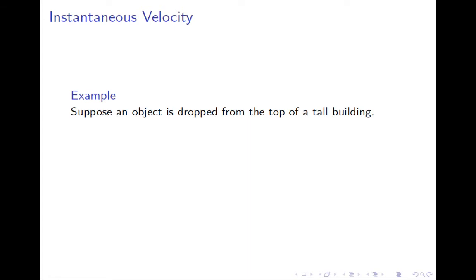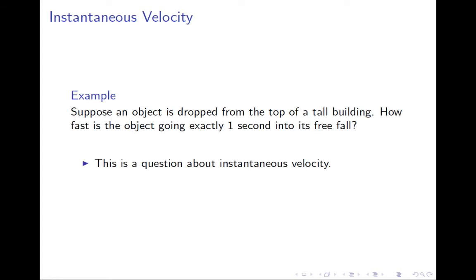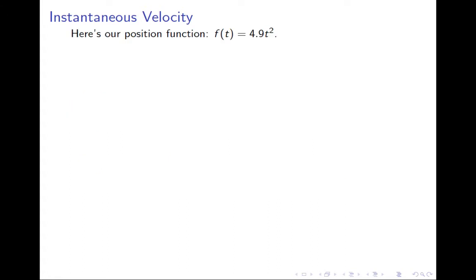Suppose that an object is dropped from the top of a really tall building. How fast is the object going to be going exactly 1 second into its free fall? This is a question about instantaneous velocity. And to answer it, we're going to need to use average velocities to approximate the instantaneous velocity. So here's what we're going to do.